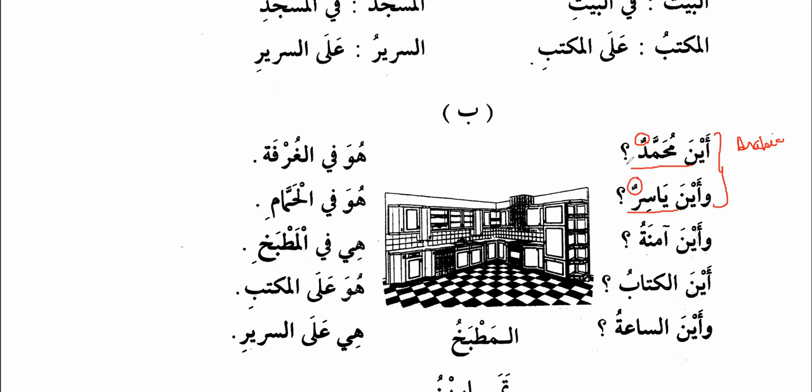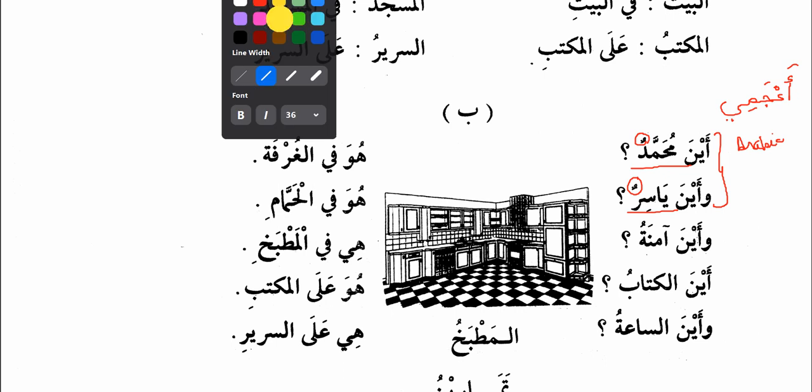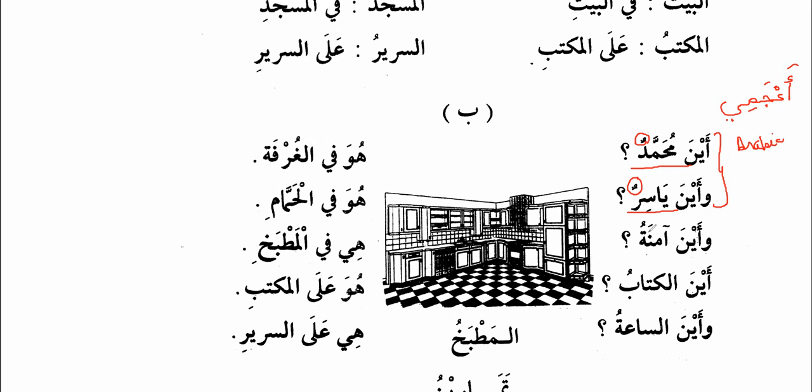Okay. And I told you about the foreign name in Arabic. What is it called? A'jami. It's a foreign name. A'jami means foreign name. So the example was Ahmad. Now let's come to the feminine name. What about the feminine name? What is the difference you can find?